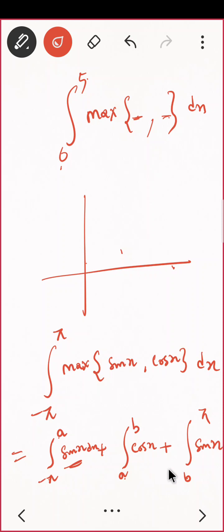Is that clear? If you have any doubt, you can ask now.